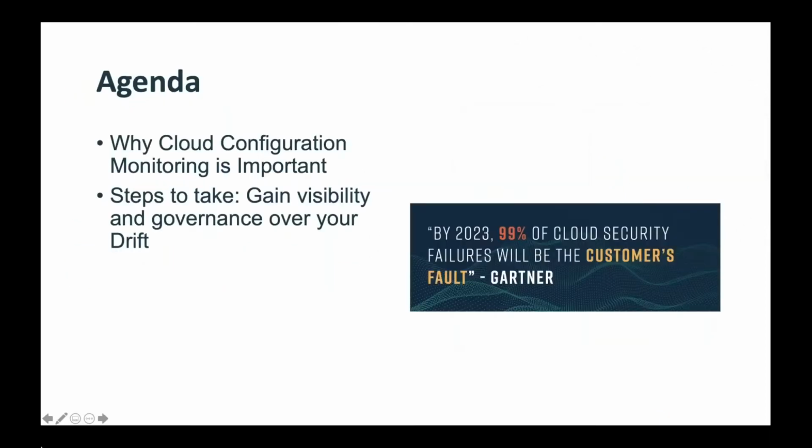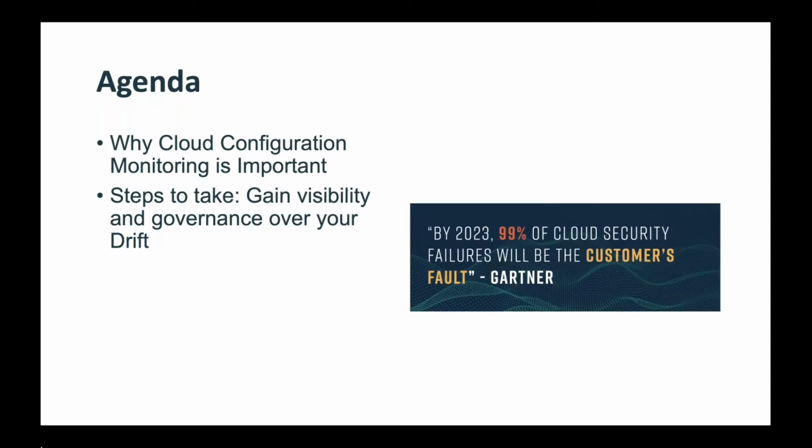There we go. To kick it off, why is this a concern? If you look at what Gartner says, by 2023, which is coming up here, 99% of all cloud security failures will be the customer's fault. So we've really taken this in terms of how we've developed our SaaS tool and why this is important, of why cloud configuration monitoring is important. It really leads you to that visibility to help you stop those security failures that are going to be coming up as you move more workloads to the cloud.